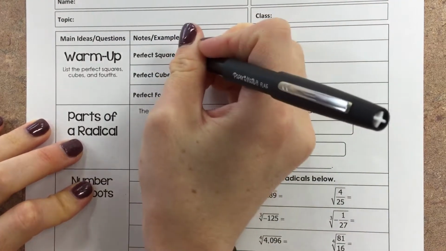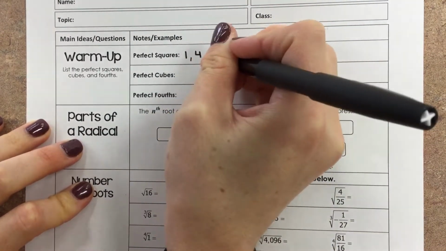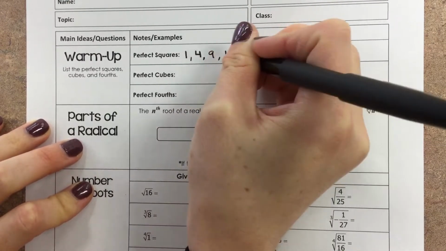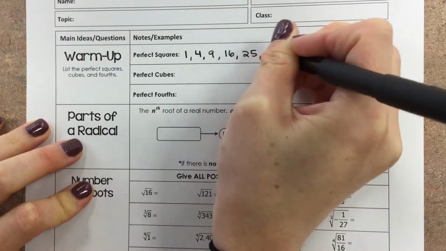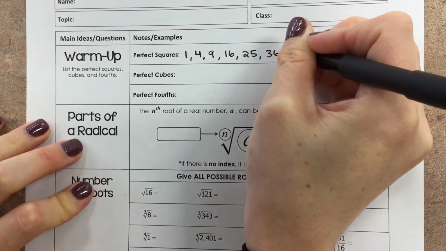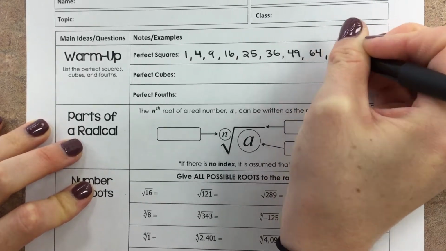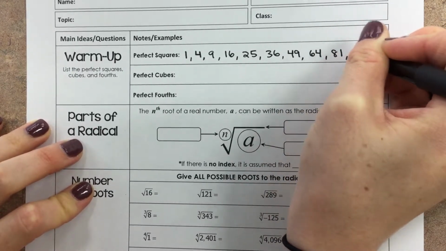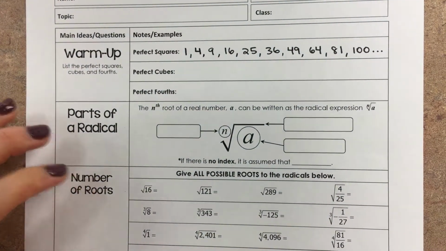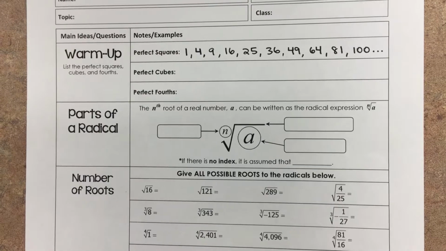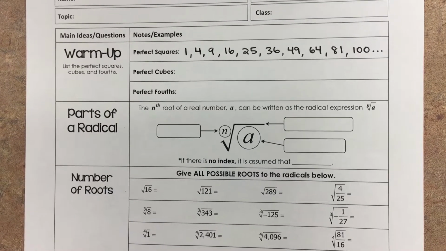So 1 squared is 1, 2 squared is 4, 3 squared, 4 squared, 5 squared, 6 squared, 7 squared, 8 squared, 9 squared, and 10 squared. And we're out of space there, so I feel like 10 squared is probably enough for you guys to recognize for this unit. The perfect cubes are things like 2 times 2 times 2, 3 times 3 times 3.